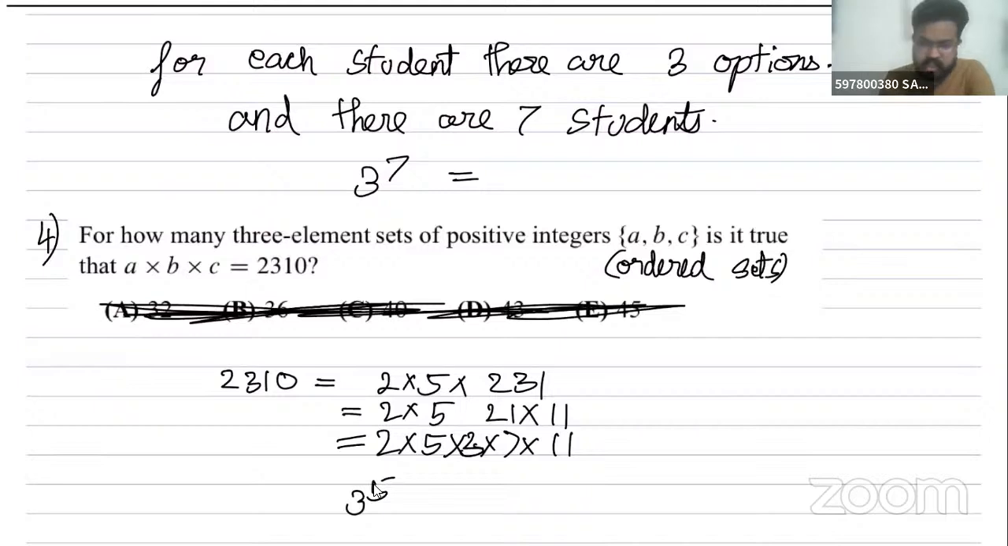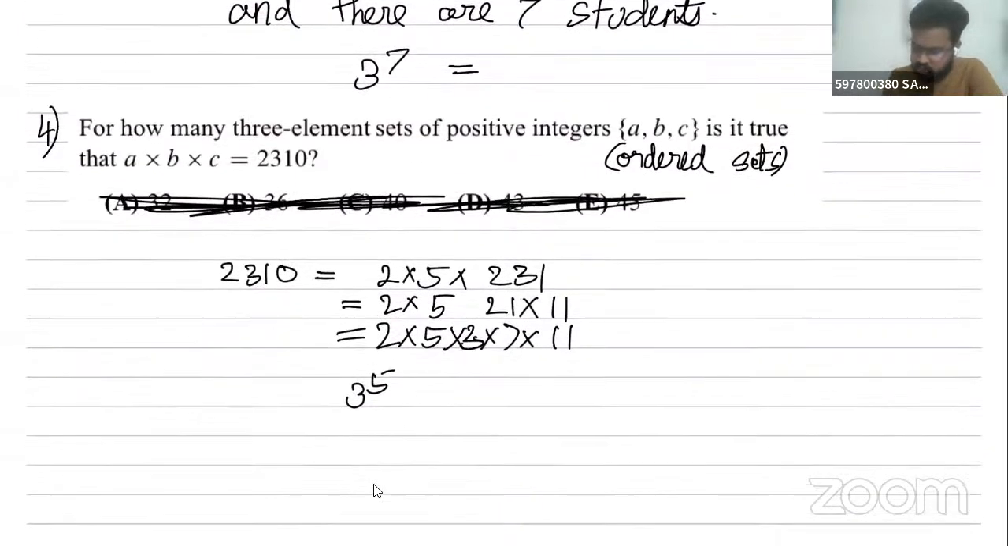But the options are unordered. See, the level of the question is different. That's why I have not asked you to find the unordered sets. That becomes slightly more complicated. I'm not asking you to find unordered sets. For ordered sets, it's a straightforward answer. All right.